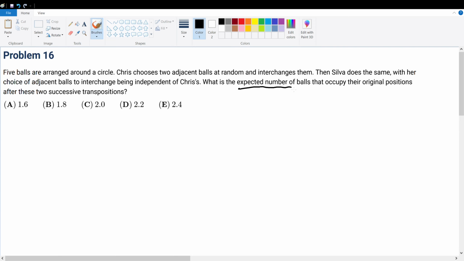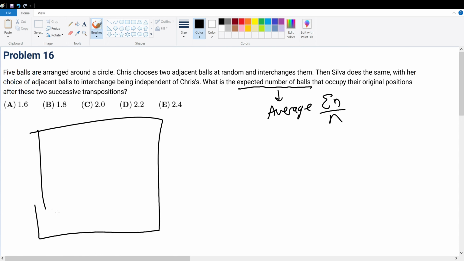So expected number of balls is just fancy talk for expected value, which is just the average. So average, which is just the sum of numbers over the number of numbers. So now that we have that, let's get it out of the way. So this is the original pile. I'm going to call it the original. Oh, that's a terrible box, but so original.